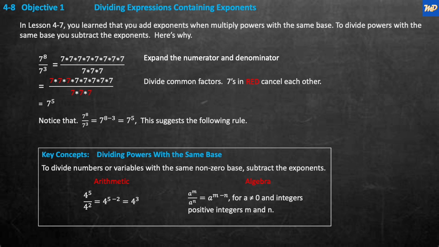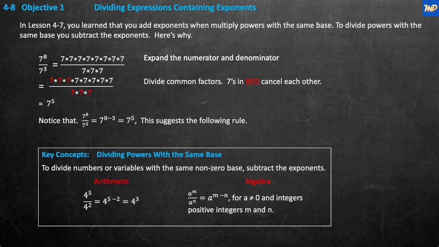So you notice here that 7 to the 8th divided by 7 to the 3rd is equal to 7 to the 8 minus 3 power, which is equal to 7 to the 5th power. This kind of suggests the following rule: dividing powers with the same base. To divide numbers or variables with the same non-zero base, subtract the exponents.